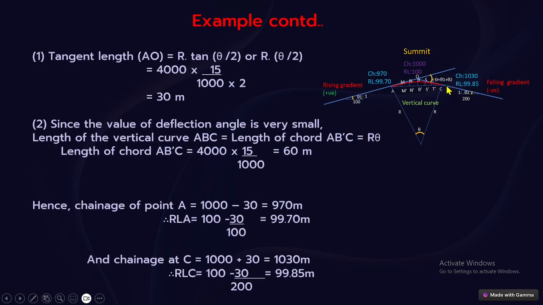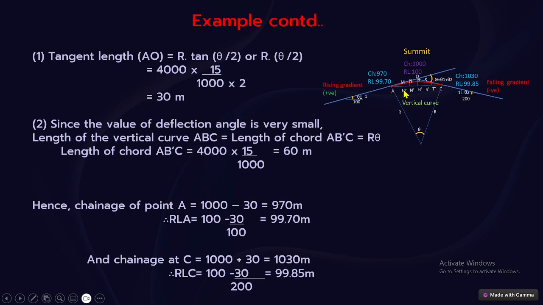Like that, we have to find out the chainage and RL of tangent point 2 also. From here we come this way: 1000 plus 30, 1030 will be our chainage here, and the level will be equal to, here the fall is 1 in 200. That means for 200 meter, 1 meter fall. For 30 meter, it will be 0.15. That means 100 minus 30 by 200 equals 99.85 meters. So now we have the chainage and RL of tangent points 1 and 2.